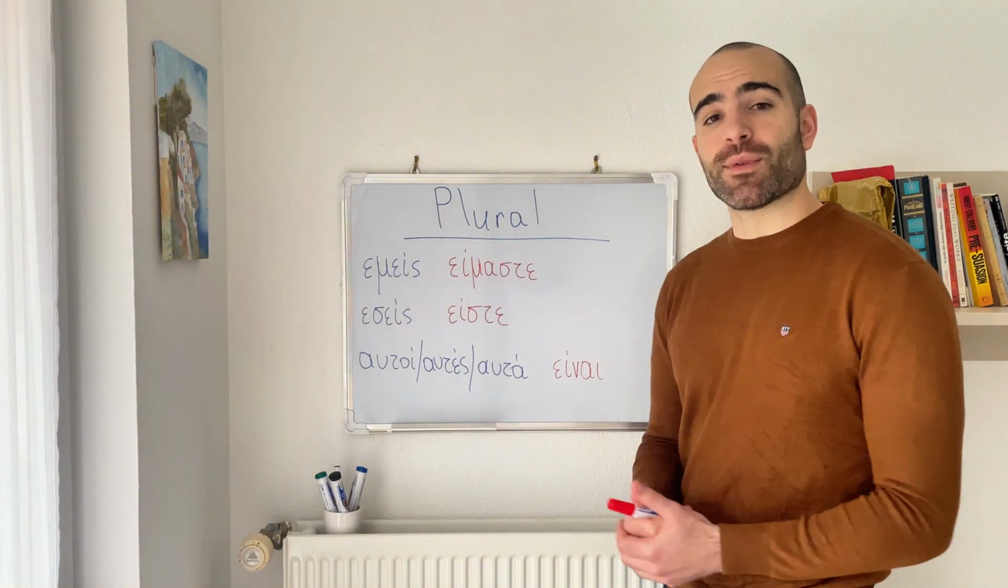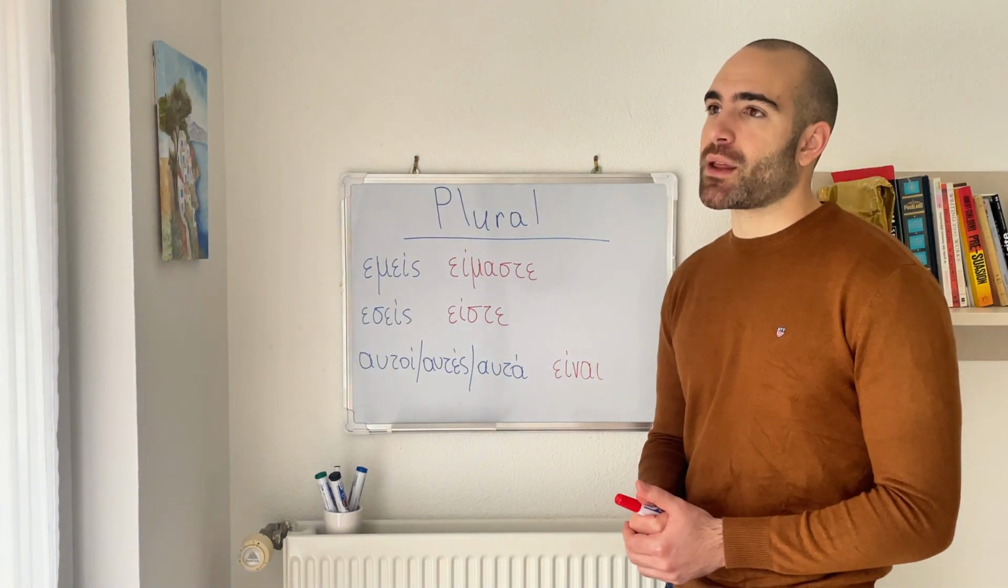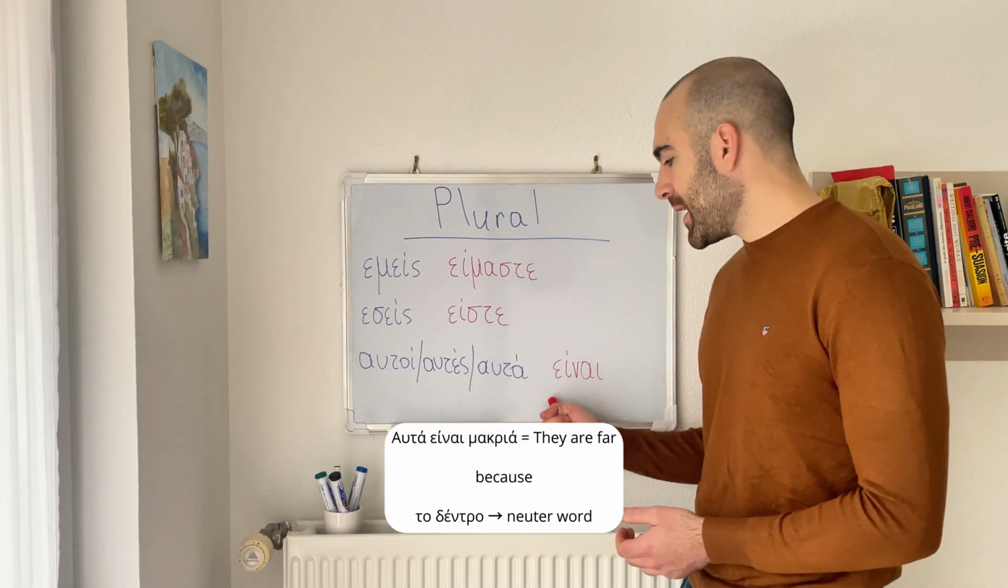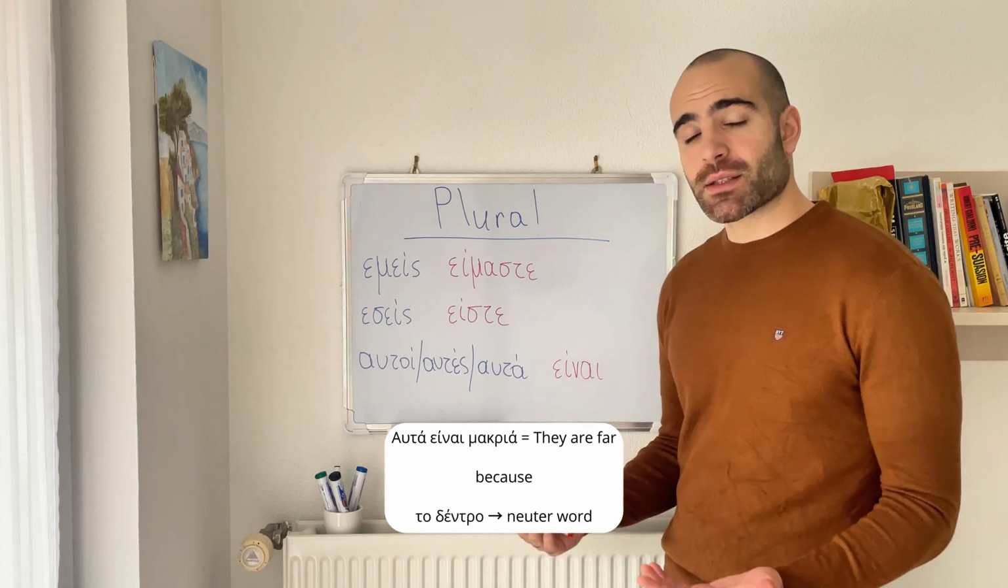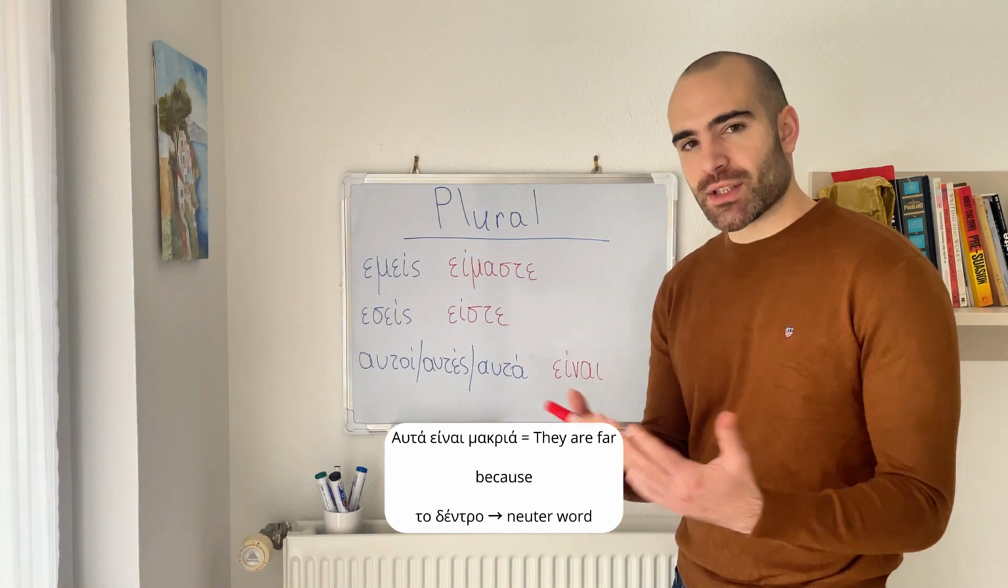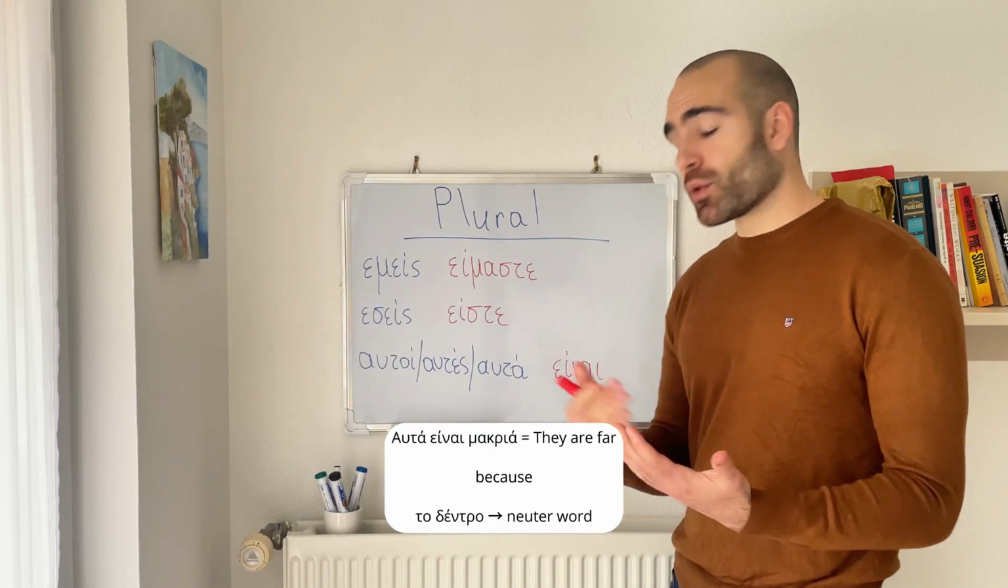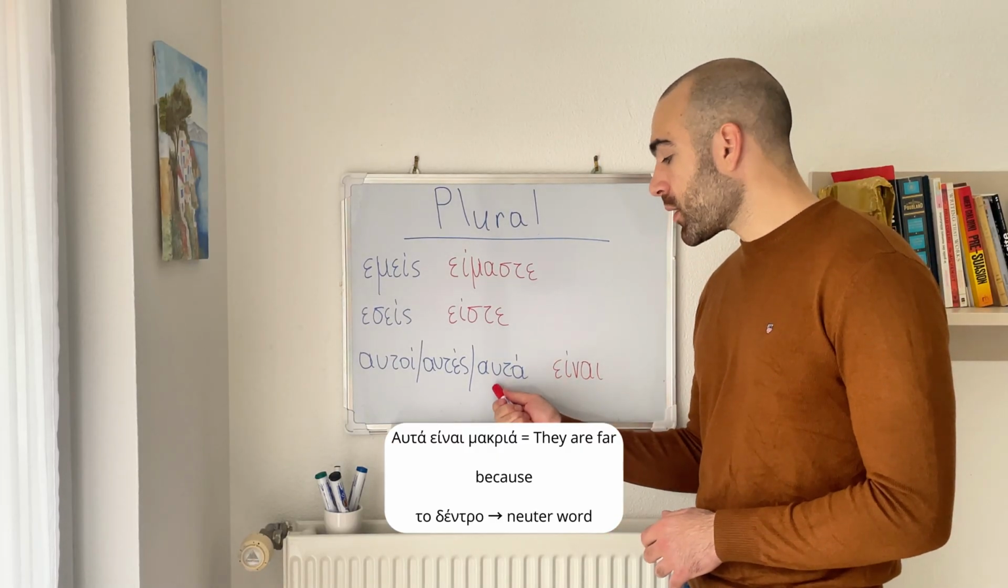And lastly, if I was referring to trees and I wanted to say that the trees are far, I would say αυτά είναι μακριά. And that's because το δέντρο, which is the tree, in Greek, it's a neuter word. So I would go here for the neuter they, αυτά. So these were the personal pronouns in Greek in one of their forms, because sometimes they come also in different types of forms, which I'm going to explain in another video.